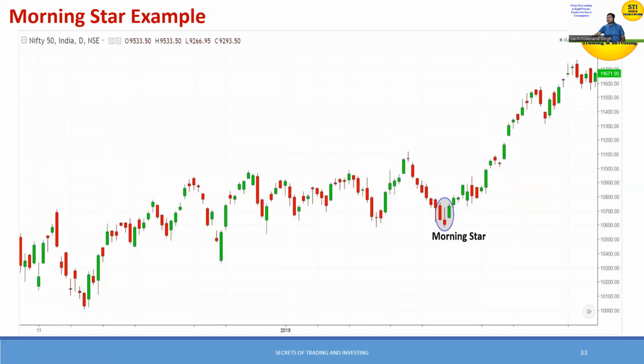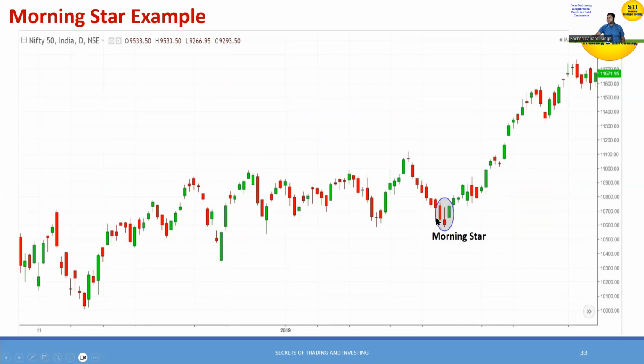Okay, the example of the morning star, this is again Nifty 50. Look at this, three candlestick pattern. The first one is bearish, then the second one has a small body, and the third one is the green candle, which is closing below the median, or below the mid of the first red candle. And after that, the market starts moving up.